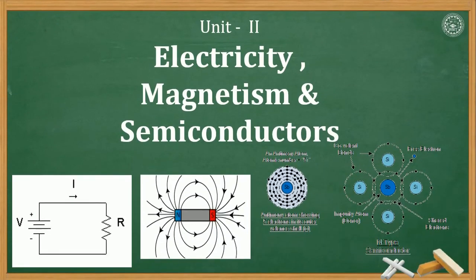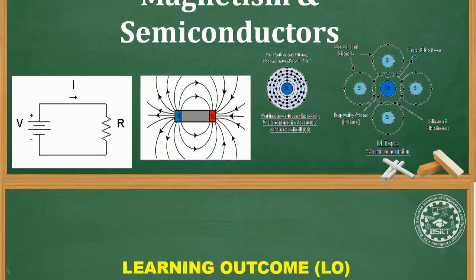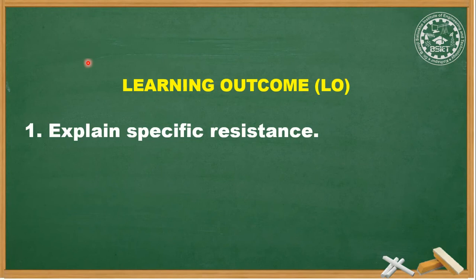The unit which we are learning is Electricity, Magnetism and Semiconductors. The learning outcome for our today's lecture is: explain the specific resistance.